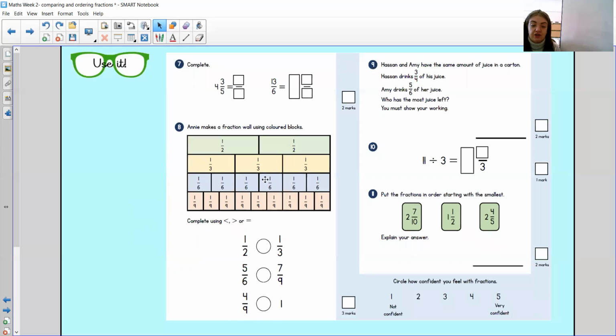Then we're going to go into greater than, less than, or equal to. So using this fraction wall here, can you tell me greater than or less than? So that one with that one compared to that one compared to that one. And then here we're going into a little bit more of a wordy problem.